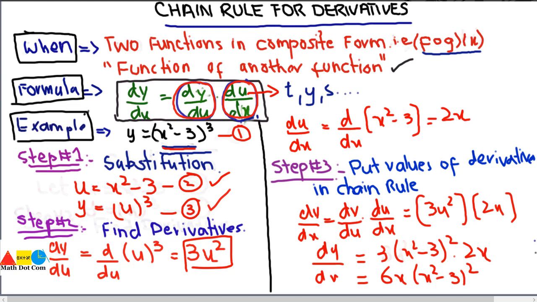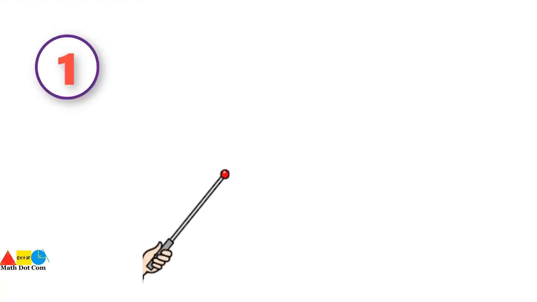So this is how you can find the derivative by using the chain rule of any composite function. That's all from today's lecture. In the next lecture, we will see how you can find the derivative of different types of functions like trigonometric or exponential or other types of functions by using the chain rule.